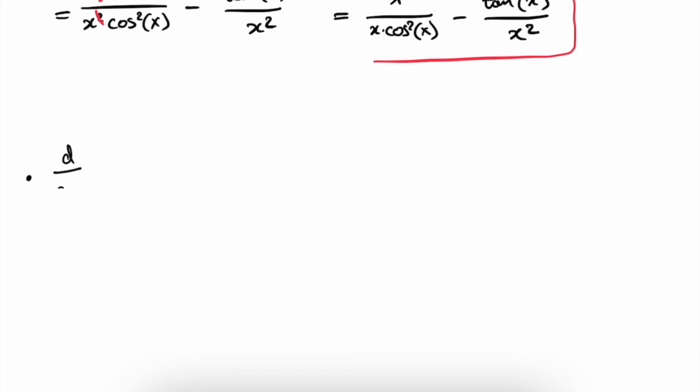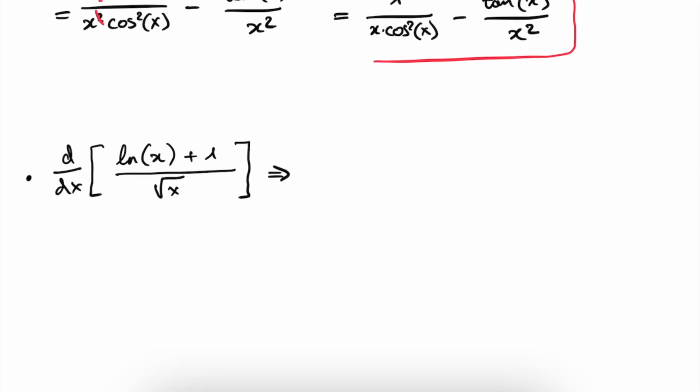We have d over dx, so the derivative of a fraction of functions, the ln of x plus 1 divided by the square root of x. This derivative cannot be solved in any other way than using the formula for fractions of functions. The first step, again, is identifying our two functions.